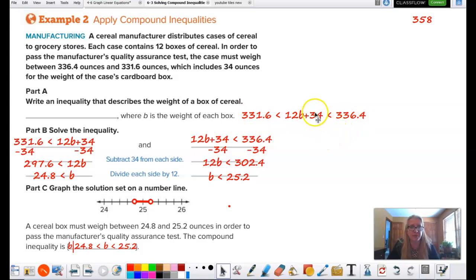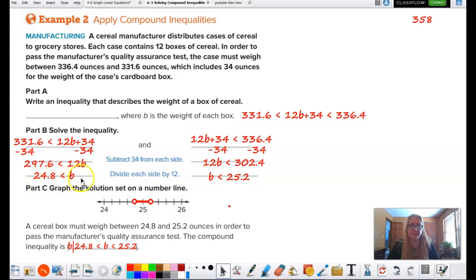Then we're going to break this up into two parts. We're going to take the 331.6 is less than 12b plus 34 and put that over here. Over here, we're going to have 12b plus 34 is less than 336.4. Then we have to solve. The first step for both is to subtract 34 from both sides. We're trying to get b by itself. So we subtract 34 from both sides here, subtract 34 from both sides here. That gives us 297.6 is less than 12b here, and 12b is less than 302.4. Then you divide each side by 12, and you arrive at your final solution.